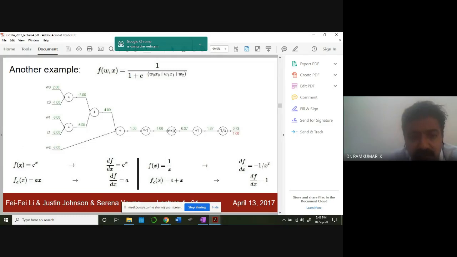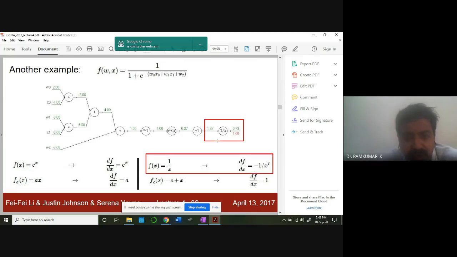You know that f of x equal to ax means ∂f/∂x equal to a. F of x equal to 1 by x means ∂f/∂x equals minus 1 by x square. F of x equal to c plus x means ∂f/∂x equals 1. These are all the derivatives of some simple functions, and all the functions we have chosen are very simple. So here the first thing is we are going to compute this. So let us start with it.